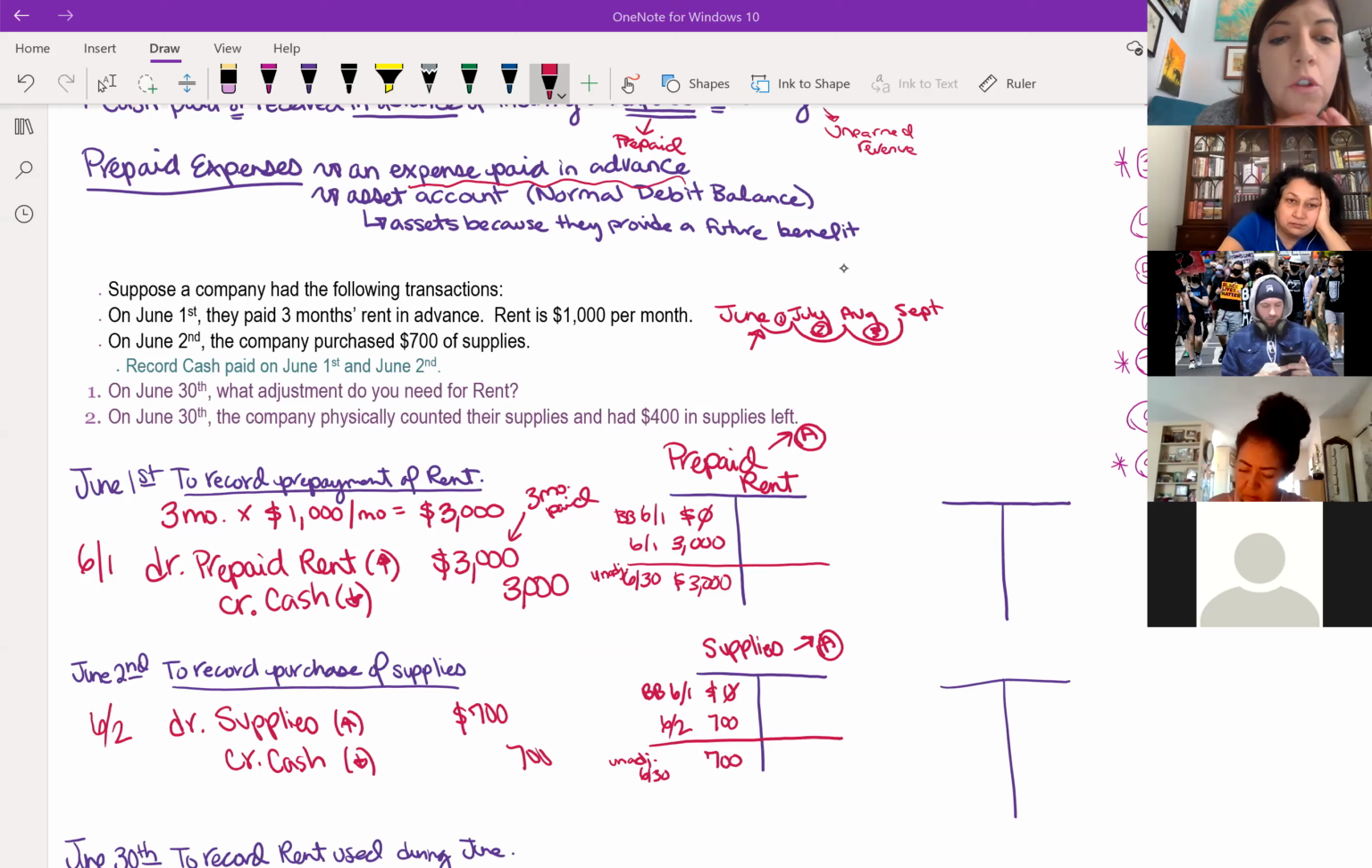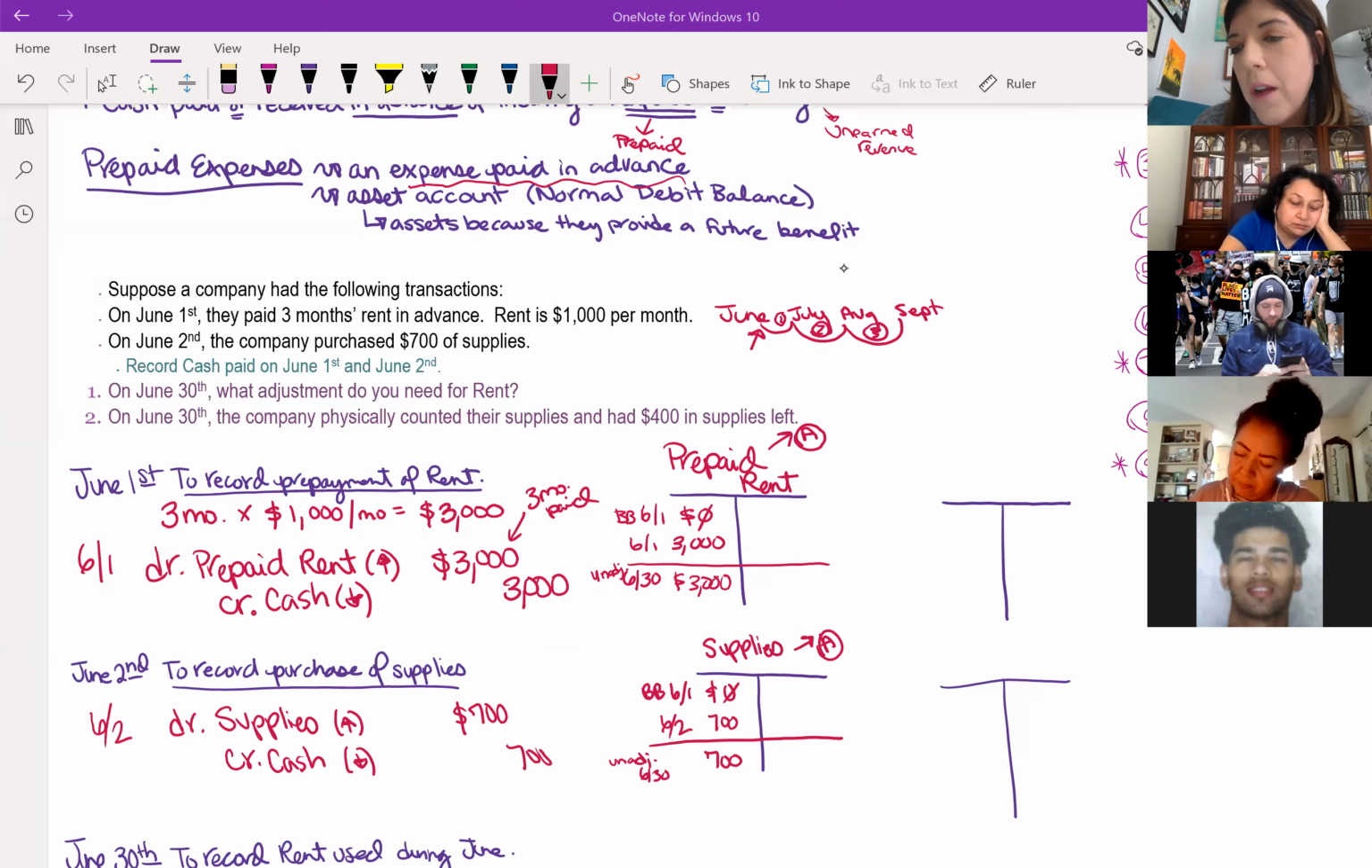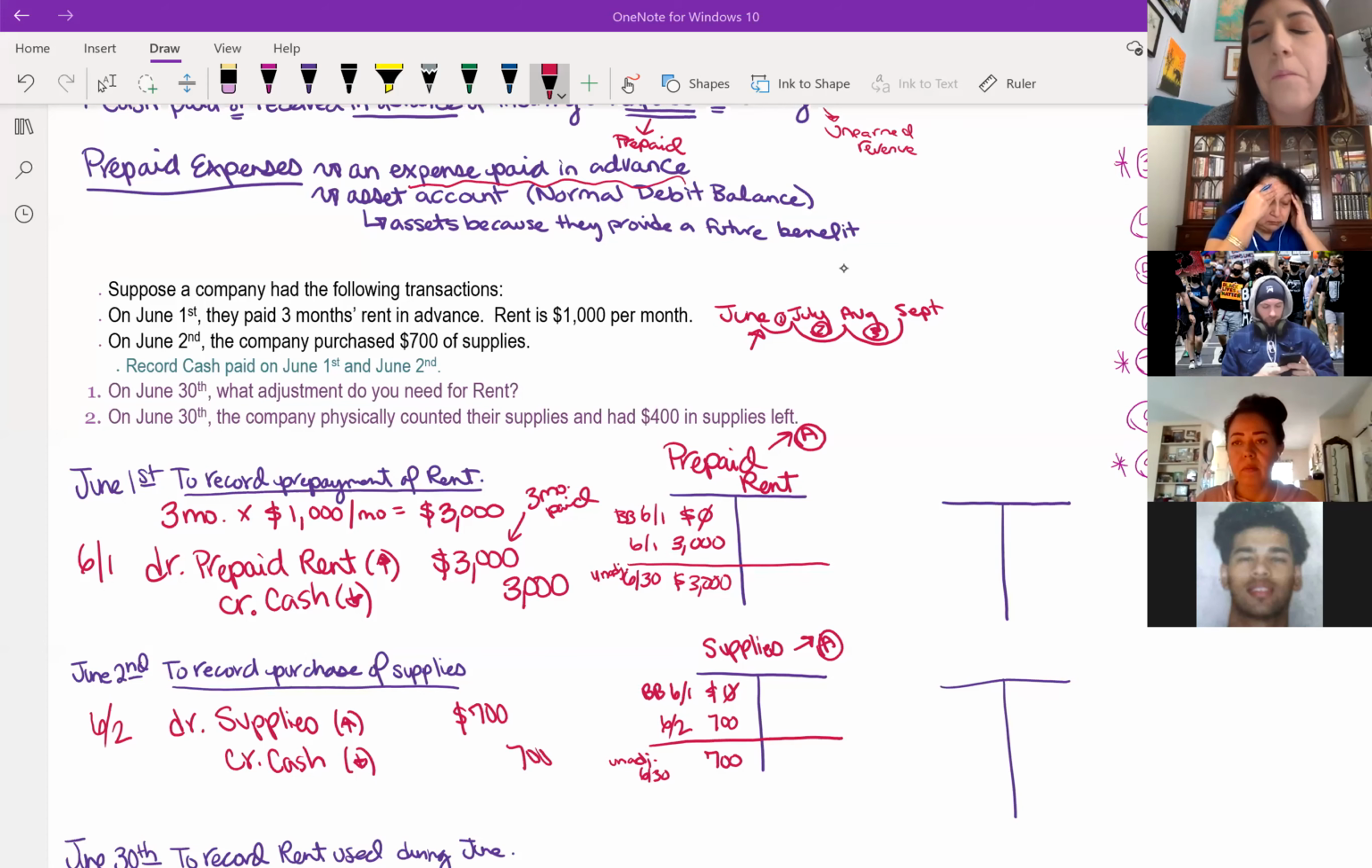Do we only record debits on the T account, not credits? No, you're going to see what happens. These just happen to be asset accounts. So when you purchase those assets or you establish the asset accounts, it has a debit. But you'll see.